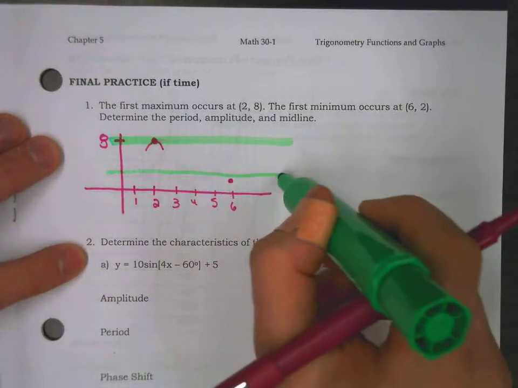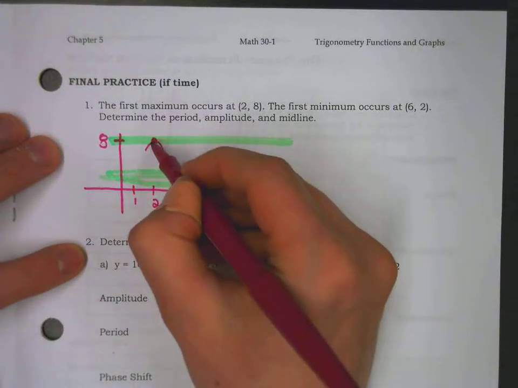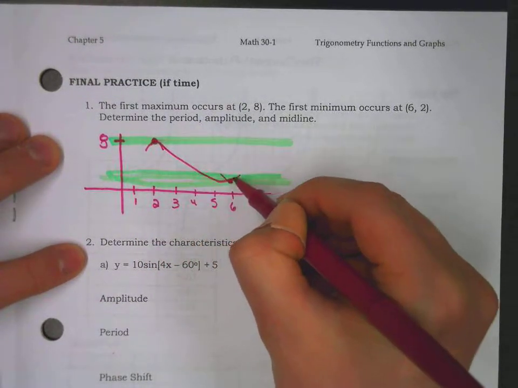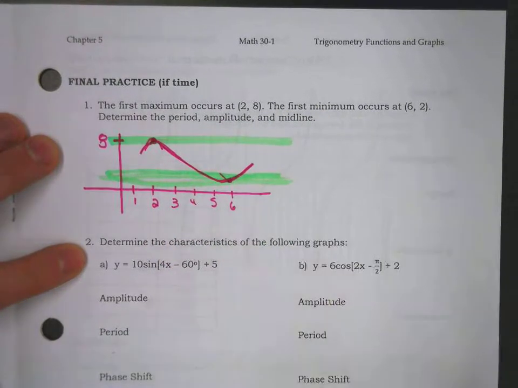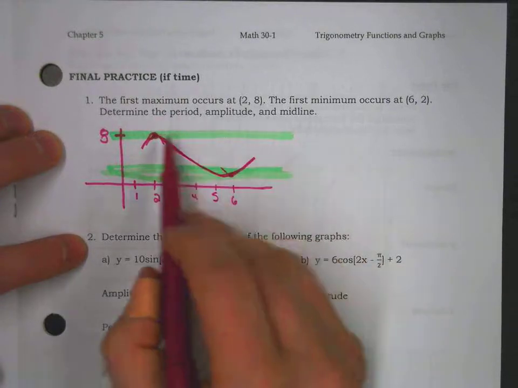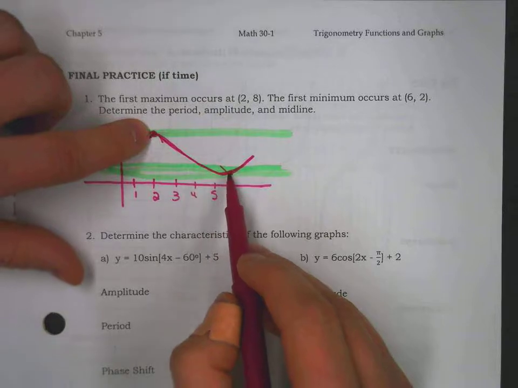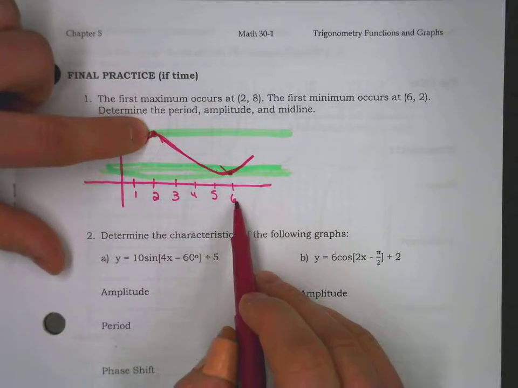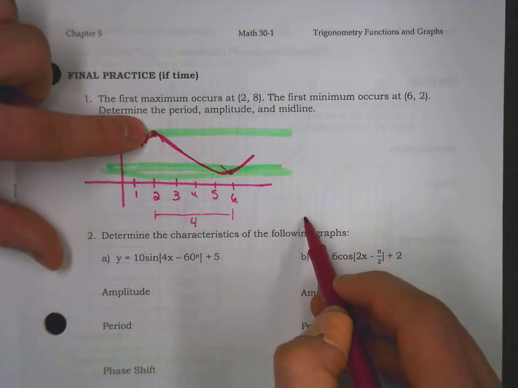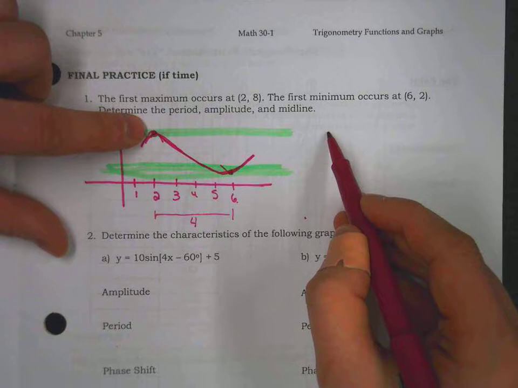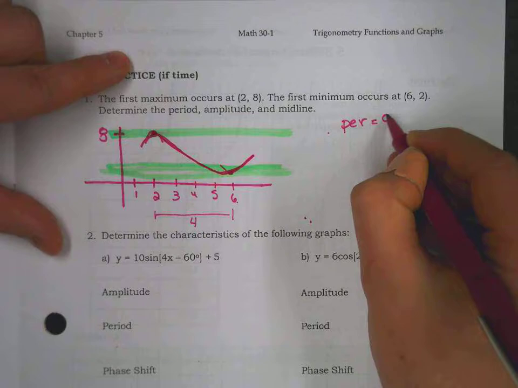Minimum. Floor. So make it look something like this. Now, question is, what is the period? Well, the time from a max to a min is from 2 to 6. That's 4. It's going to take another 4 to get back from the minimum back to the max. So 4 and 4 is going to take your period to be an 8.